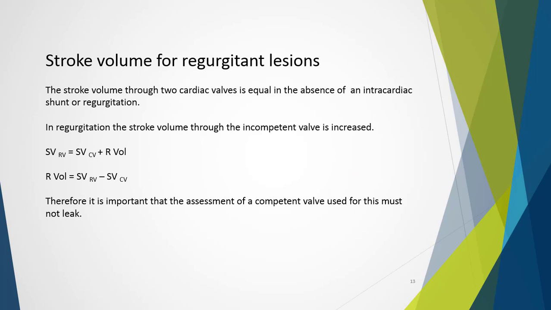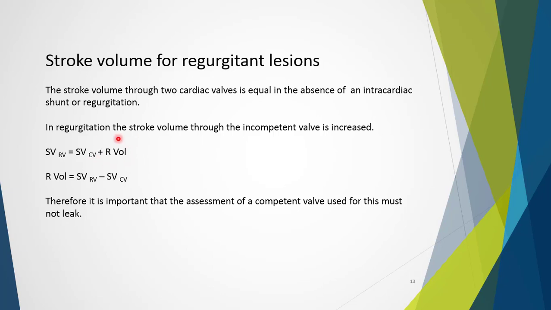Our flow calculations revolve around the simple principle of the conservation of mass. Simply put, what goes in must come out. As we would expect, stroke volume through two cardiac valves should be equal in the absence of a cardiac shunt or regurgitation. In regurgitation, stroke volume through the incompetent valve is increased. It's the sum of the normal stroke volume plus the regurgitant volume that is leaked backwards into that chamber. This then needs to be expelled forward. So, stroke volume of a regurgitant valve is basically the stroke volume through a competent valve plus the regurgitant volume.